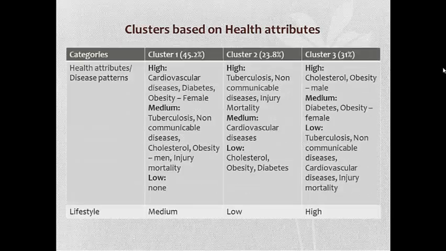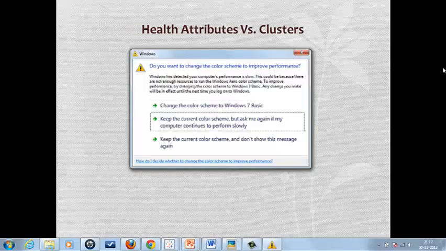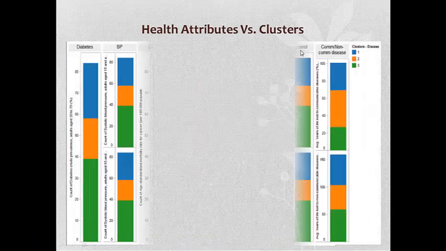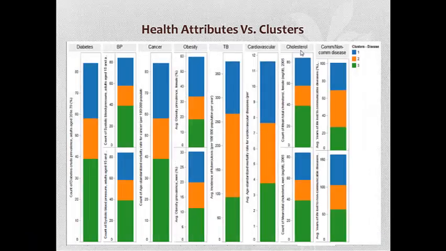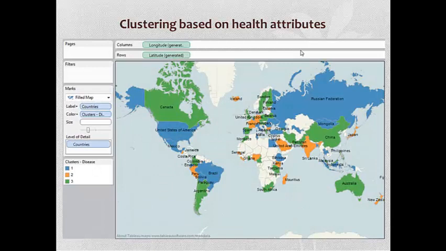We have also done a cluster analysis based on the health attributes. When we compare the clusters from the food consumption patterns to the clusters here, we can see that the prevalence of cholesterol and obesity is more related to the food consumption behavior. This is again a pictorial representation of the clusters using the health attributes. This is a geographical representation of the cluster with respect to the health attributes.